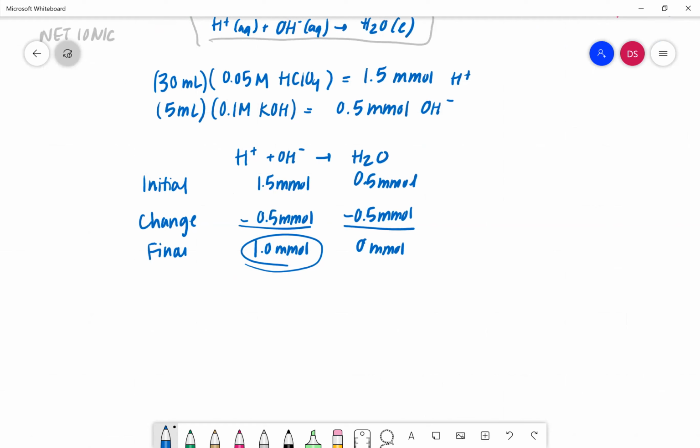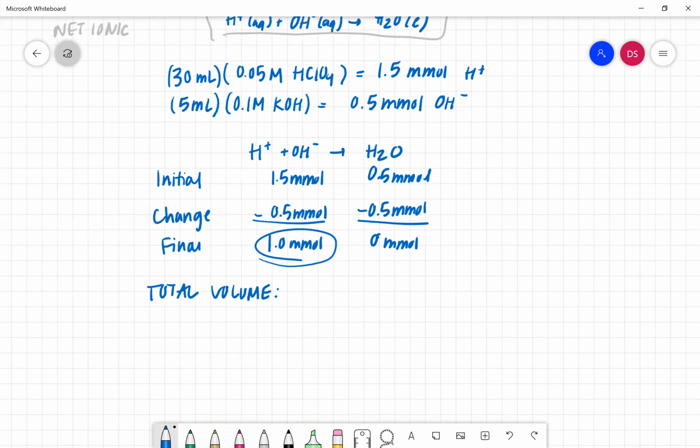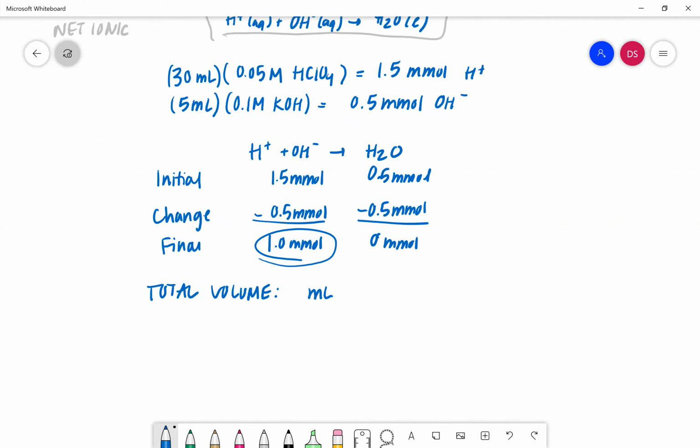Before we do that, we need to calculate the total volume. The total volume is adding up the volume we had for our reactants. So for perchloric acid plus the amount of potassium hydroxide we used, in this case it's 30 milliliters plus 5 milliliters, giving us 35 milliliters for the total volume.